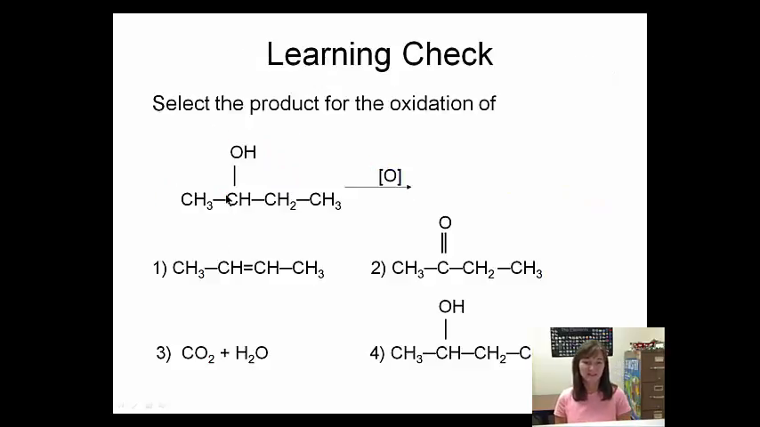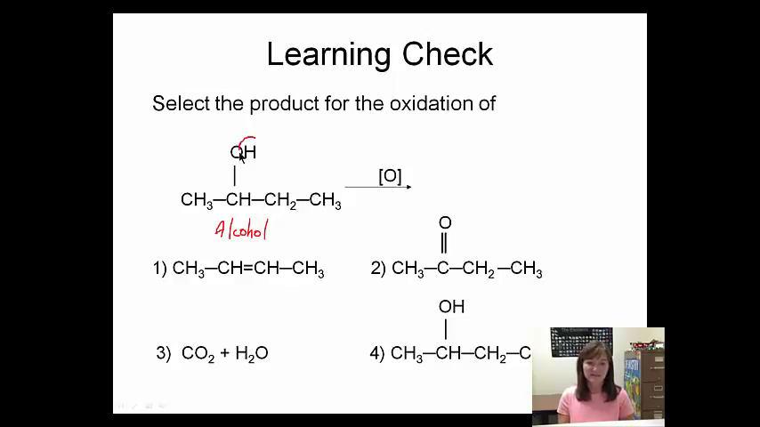So here is a learning check. Select the product for the oxidation of this particular alcohol. So pause the video, see if you can do this. I see the oxidizing agent here, so I'm going to say, okay, I'm either going to remove 2 hydrogens or add an oxygen on. So I have to pull out my information sheet and see what functional group I'm dealing with here. When I see this hydroxyl group, that tells me that this is an alcohol. And you're going to have memorized that when you oxidize an alcohol, you take off 2 hydrogens. So we have to think about which hydrogens we're going to take off.